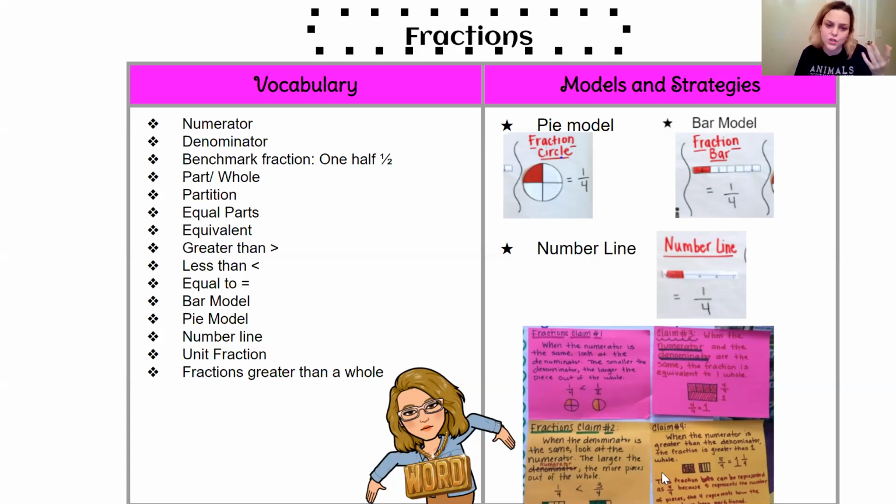And claim number 4 has to do with fractions greater than a whole. When the numerator is greater than the denominator, the fraction is greater than 1 whole. So for instance, 5/4 is greater than a whole because imagine I have 2 Kit Kat bars. They're both partitioned, or cut, into fourths, and I ate 4 pieces out of the first one, which means 1 whole, and then another piece from the other one, which means 1 1/4, or 5/4. Each one is cut into 4 pieces, and I ate 5 pieces in total. So that's your claim number 4.